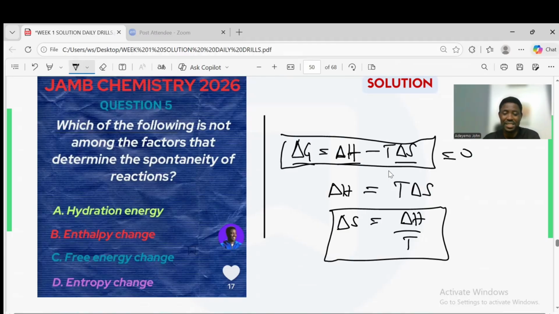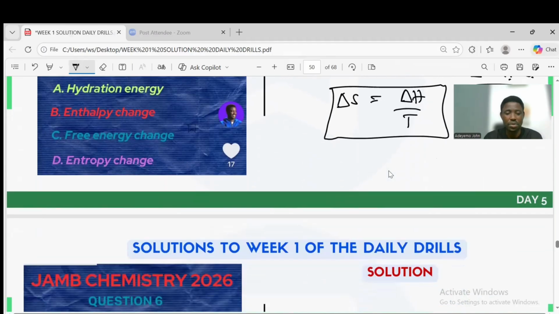If delta G is negative, it shows that the reaction is spontaneous. So that means that delta H will have to be less than T delta S, temperature and delta S, for this delta G to be negative. All right, if delta G is positive, that shows that the reaction is not spontaneous. It doesn't mean it cannot take place. It just needs external force for the reaction to take place. We have to increase the temperature and all.